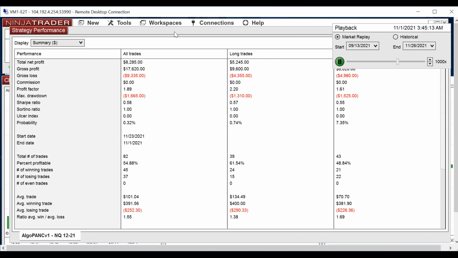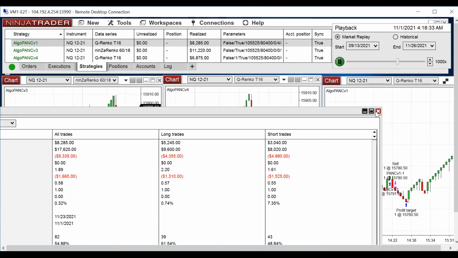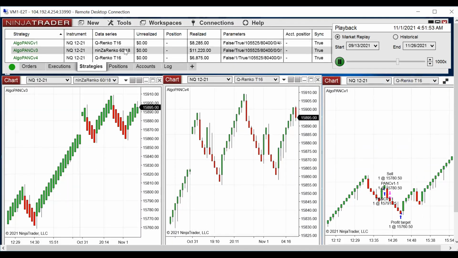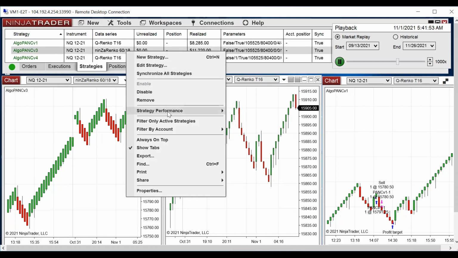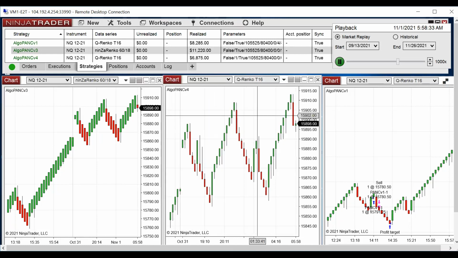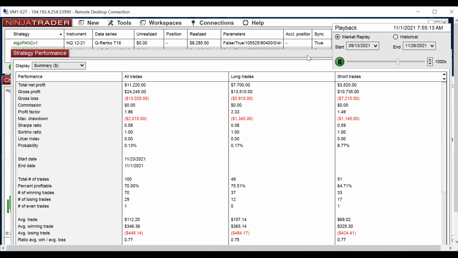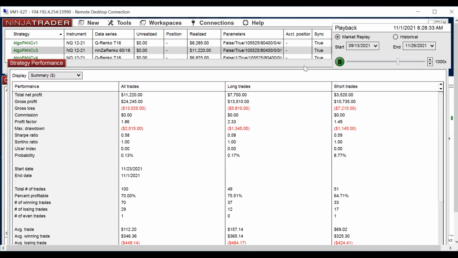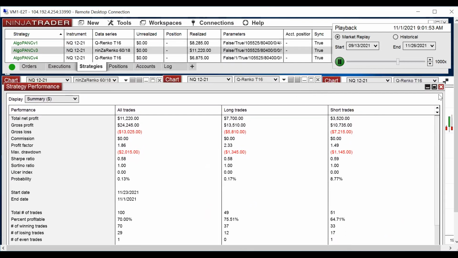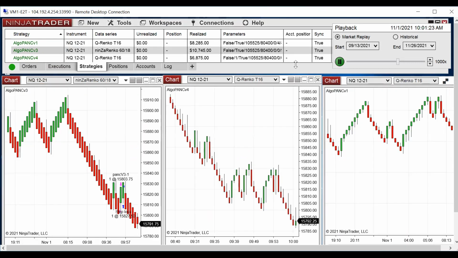And a total of 82 trades. The V3 with $11,000 in profit and a drawdown of $2,000. 100 trades exactly. So these strategies are one contract per trade. Very simple. If you want more, you can add contracts, but I keep it simple. Everyone can add one plus one.